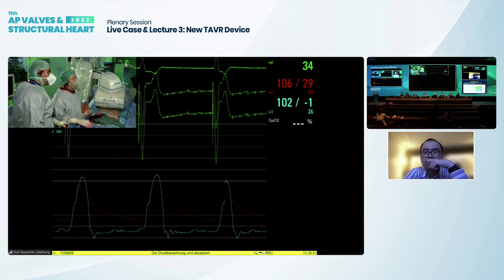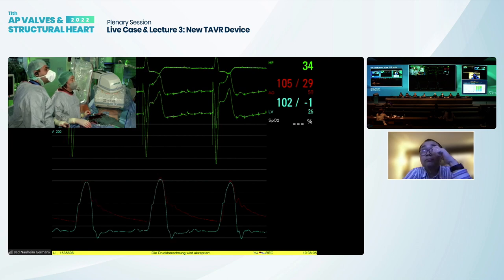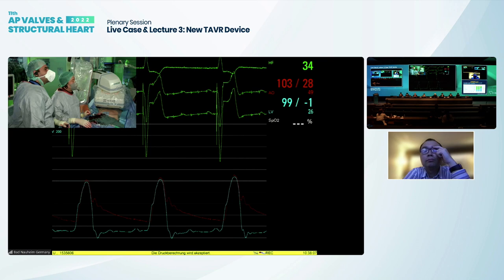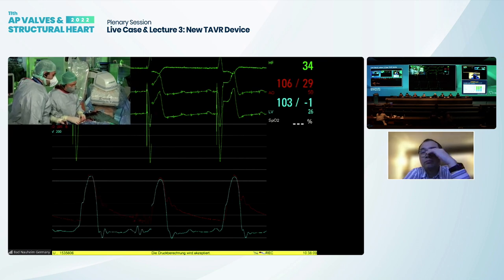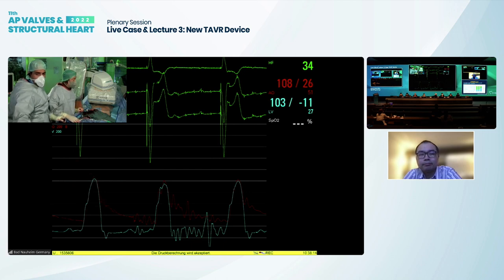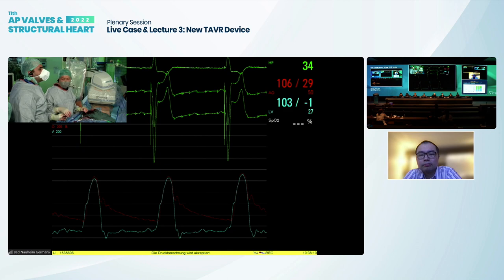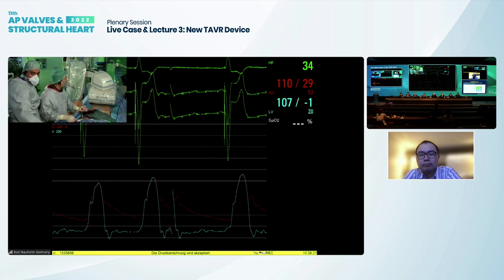We will have to check what to do. Sometimes we do immediate permanent pacemaker implantation. But actually with the Accurate, the risk is relatively small compared to other valves. Yeah, but you started with the right bundle branch block, right? Yeah, pre-existing right bundle branch block. So there was an increased risk anyhow.